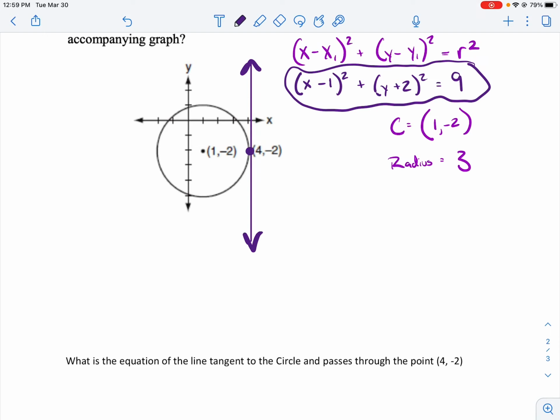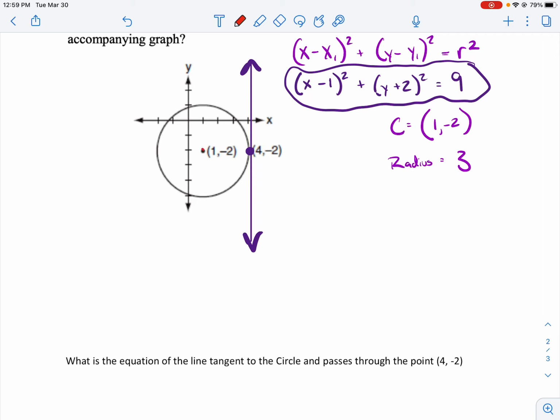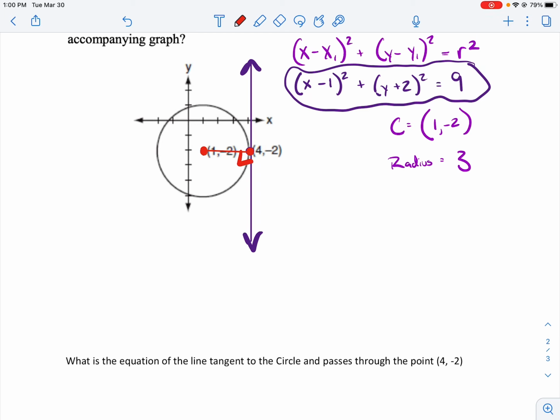There we go. So this line is tangent to the circle, meaning that it is touching the circle at exactly one point, and it's also going to be perpendicular to that line segment right there, that radius. That means we're creating a 90-degree angle between that line and the radius. So anyway, we need to find the equation of that line.